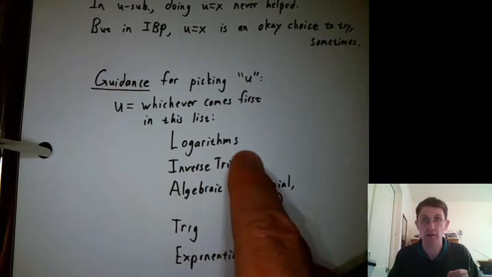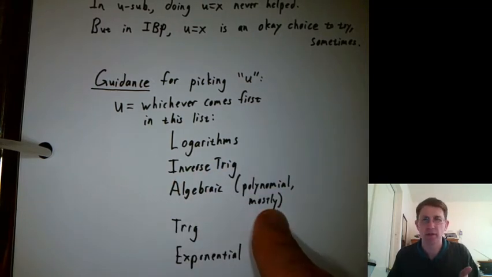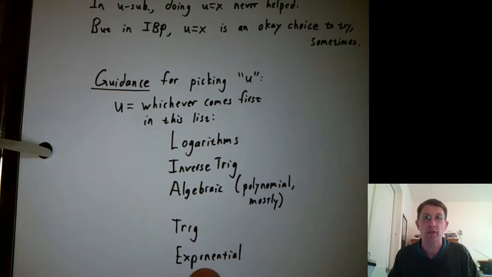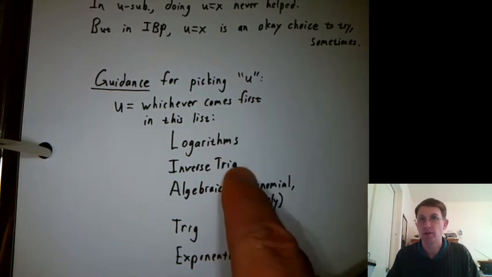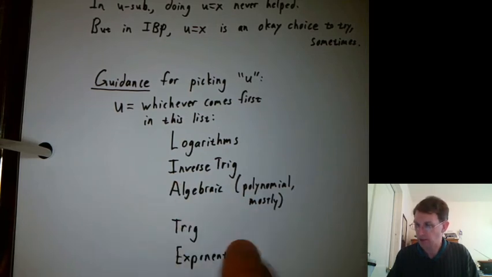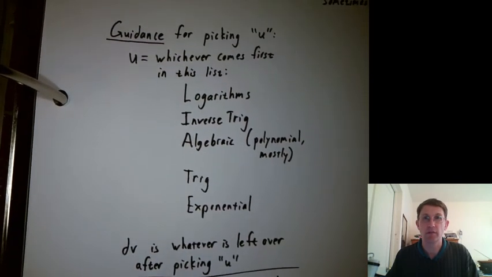If there's any logarithms, inverse trig, algebraic, which mostly means polynomial. Every now and then it means something else, but don't worry about that. Trig functions and exponential. So you kind of go down the list. Do I have this in my integrand? Do I have this in my integrand? And as soon as you hit something that you do have, make that U, and then dv is whatever's left over after you pick the U.